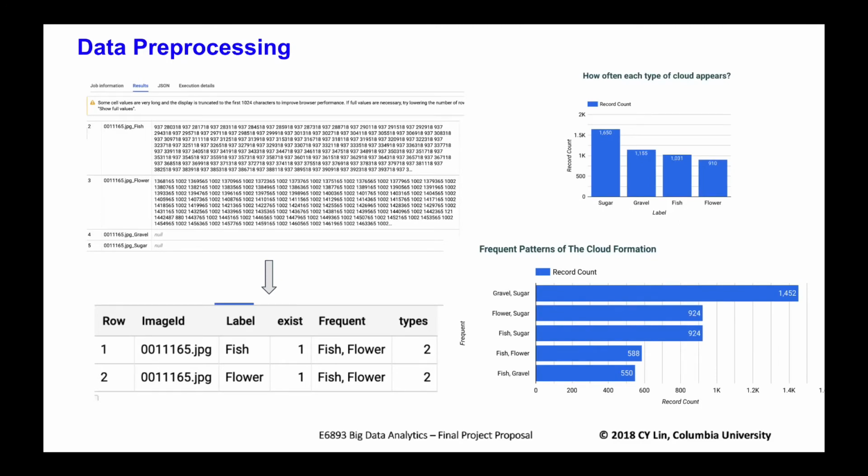We want to get these two graphs. First, how often each type of cloud appears, and second, frequent patterns of the cloud formation. So we get this final statistic table showing each pixel with the labels that exist, and also the frequent patterns of this image.